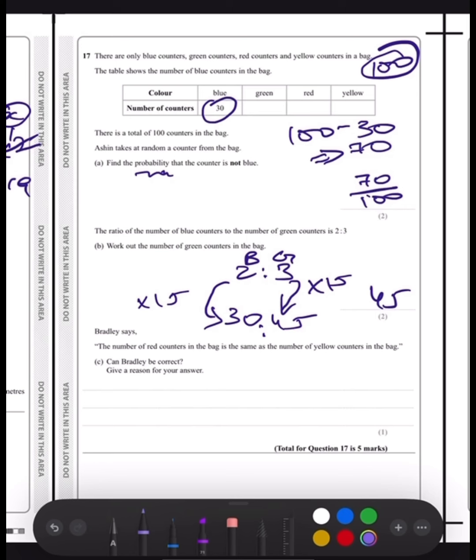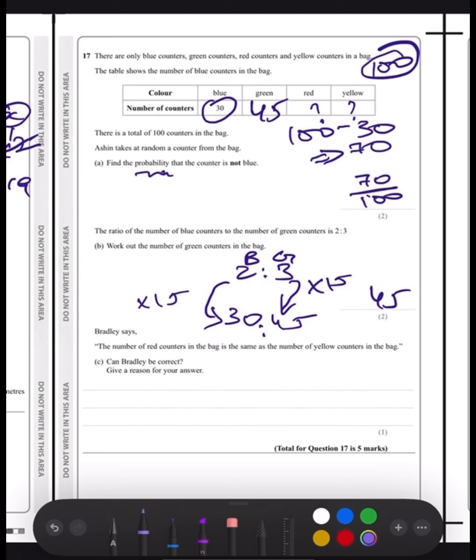The next question is: Bradley says the number of red counters in the bag is the same as the number of yellow counters in the bag. Can Bradley be correct? Give a reason for your answer. So here, how can we check? We haven't been given any data for red or yellow. We know green is already 45, so we can write 45. We don't know what's red, we don't know what's yellow.